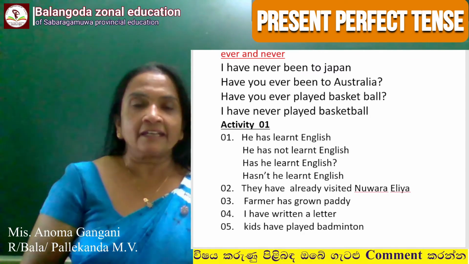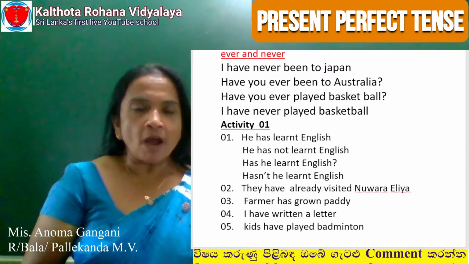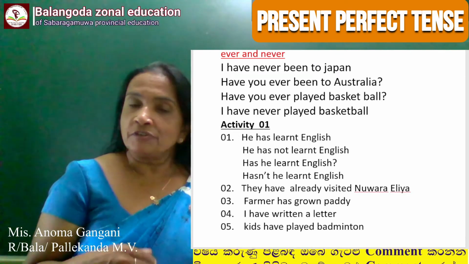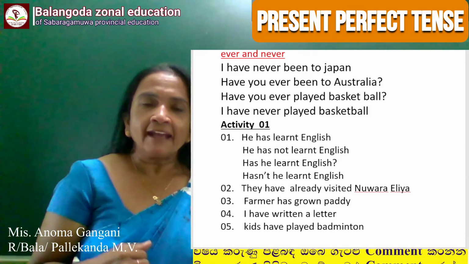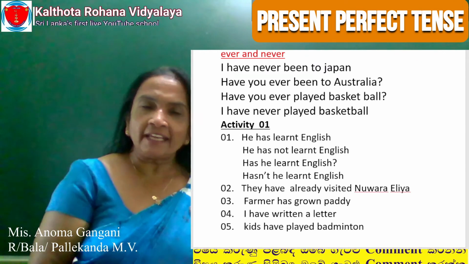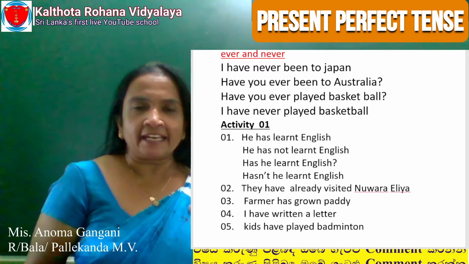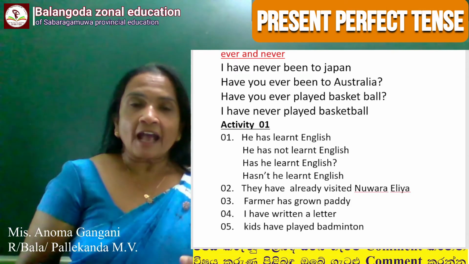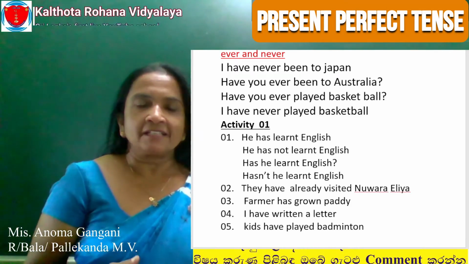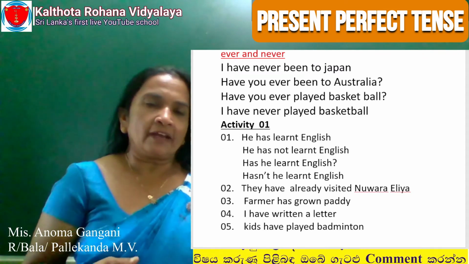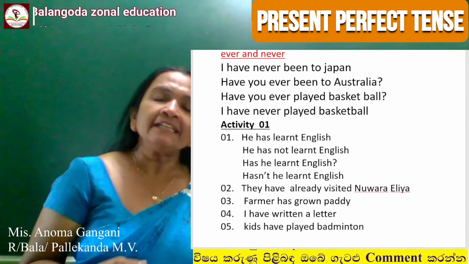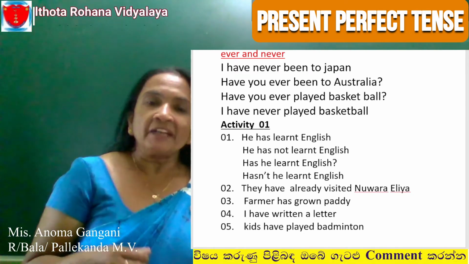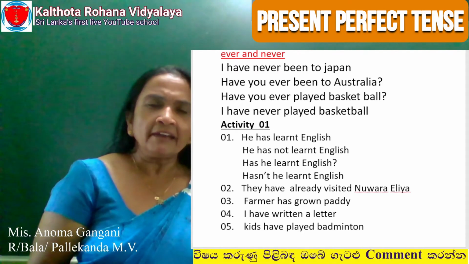Then next one. I have written a letter. Positive one. How do we write the negative one? I have not written a letter. Why do we use have here, for I? Yes, because we use I with a plural-type subject. That's why we use have, right? I have not written a letter.